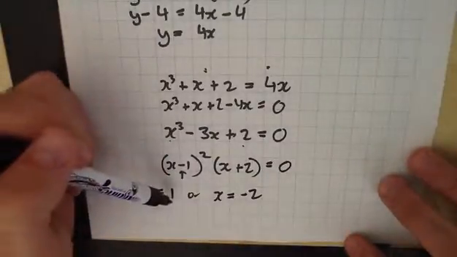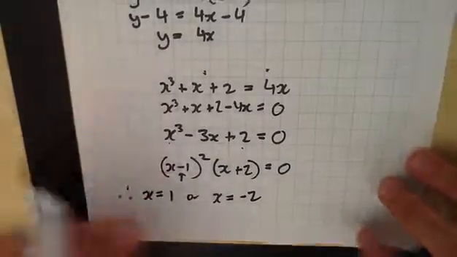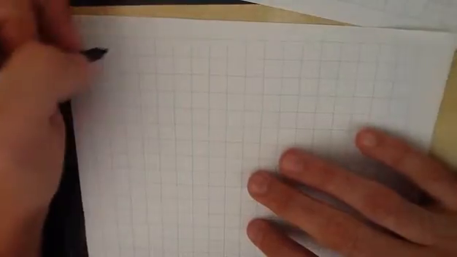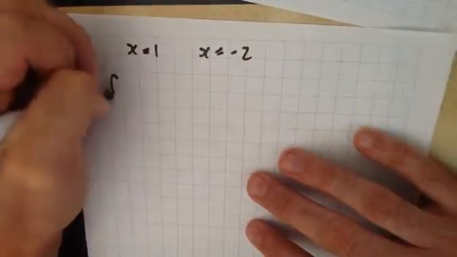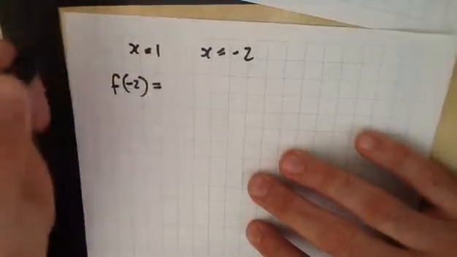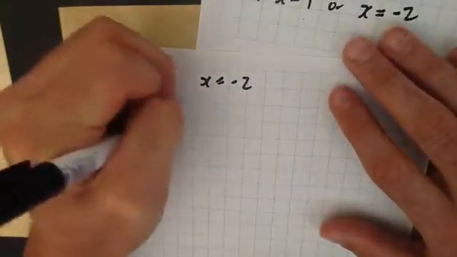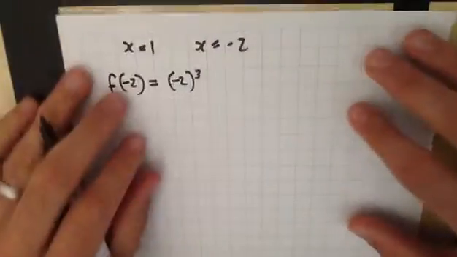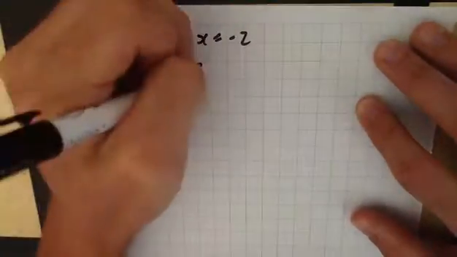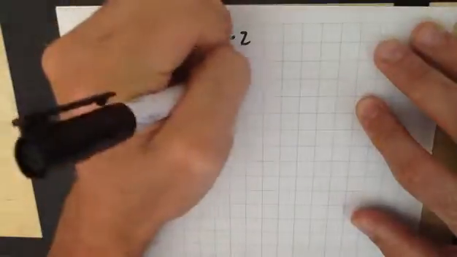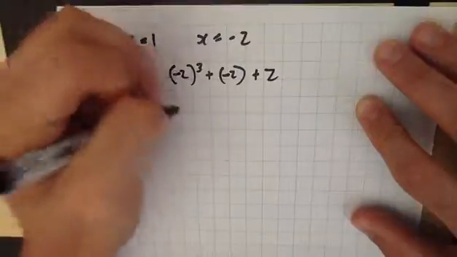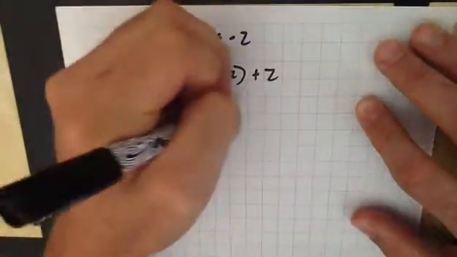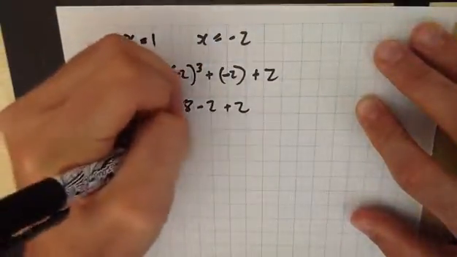So I know the y coordinate here, it's 1 and 4. How do I get the y coordinate there? I'll just go onto another piece of paper. So I know that it meets it at x equals 1 and x equals negative 2. Okay, so how do I find the y coordinate when x equals negative 2? I just sub it back into the original function. Okay, so it's going to be negative 2 cubed, plus negative 2 plus 2. Okay, so that gives me negative 8, take 2 plus 2, so negative 8.